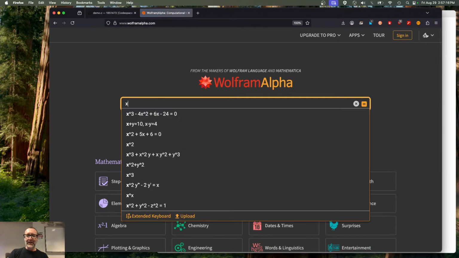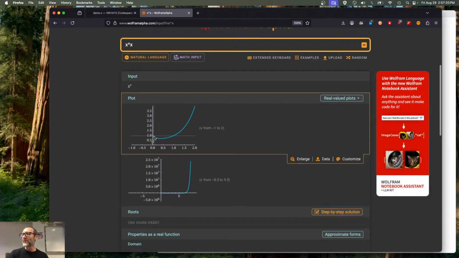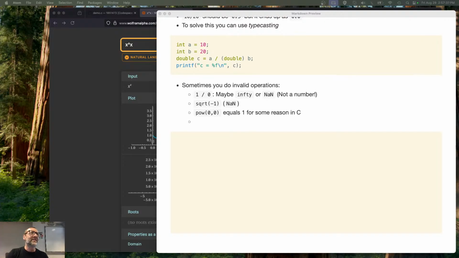What does x raised to the power x look like? Plot that for me. All right. It looks kind of weird right there. What happens at 0, though? It looks like it approaches 1, according to this. Okay, fine. Whatever. And this is actually equals 1 for some reason in C. Right? Just don't do it. Right? Weird things happen.